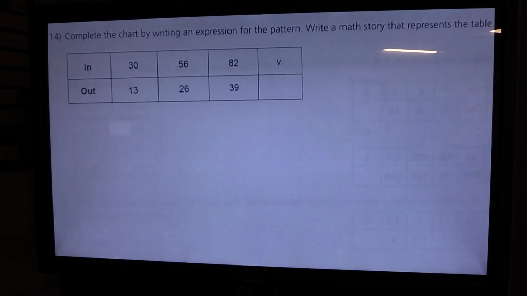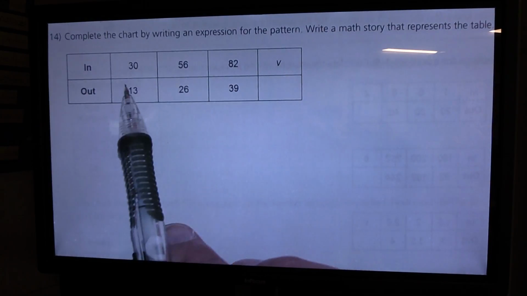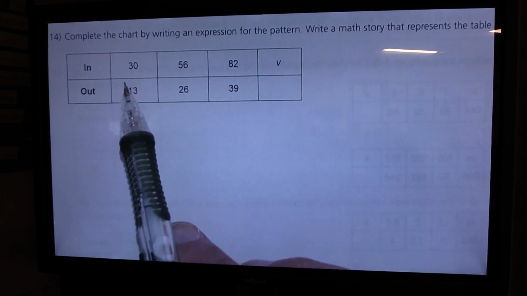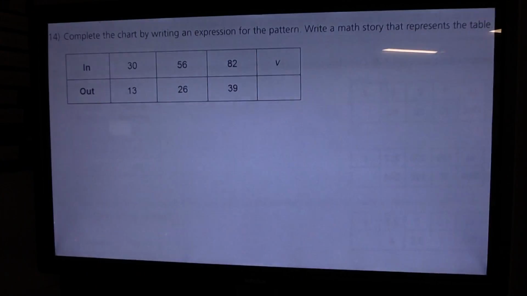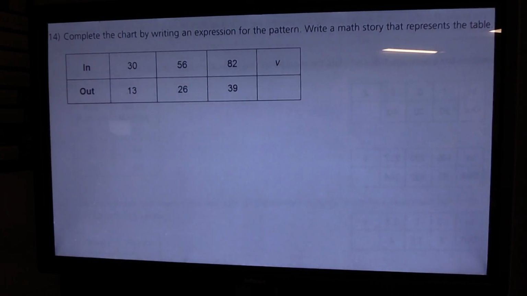Here we have, in the end, we have 30. Out, we have 13. I don't really see a pattern just yet. Let me try some of my number sense type things. 30 take away 13 leaves me with 17.